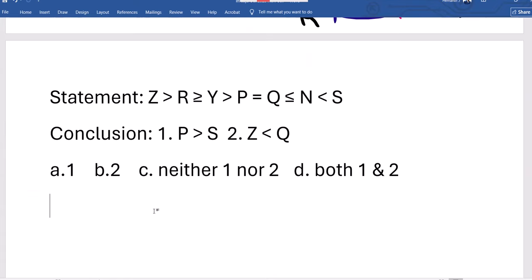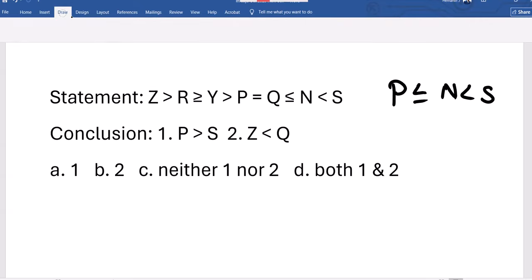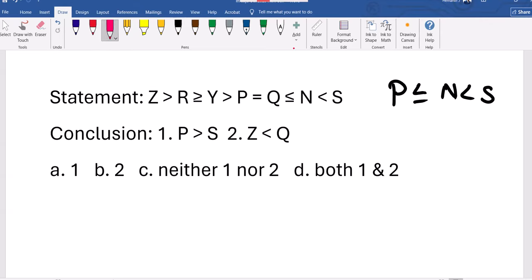Next, this model of question we discussed, where they directly gave Z, R, Y and so on. So you see this question. Which conclusions are true? Check regarding P and S. P and Q both are equal, like in place of Q, I can put P. Now, is there any possibility of P greater than S? Is the conclusion definitely true? Here, no chance. P less than S is correct. P greater than S is wrong.